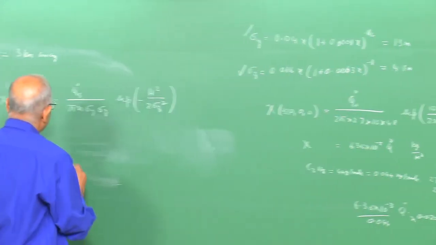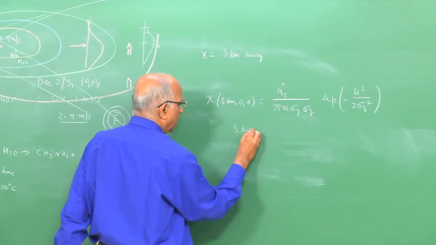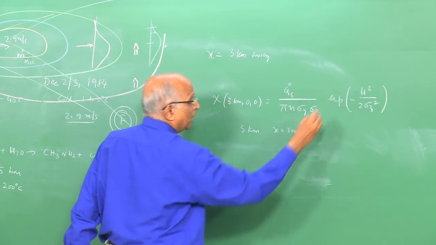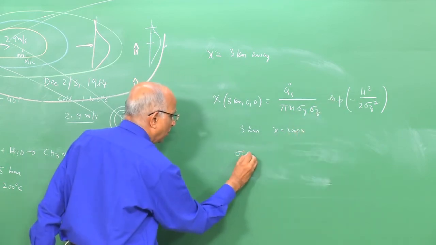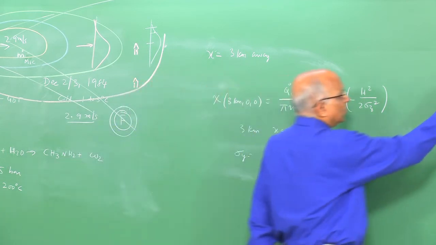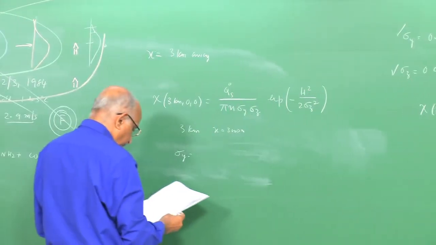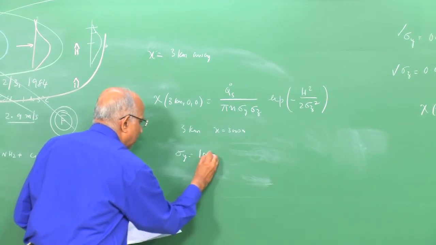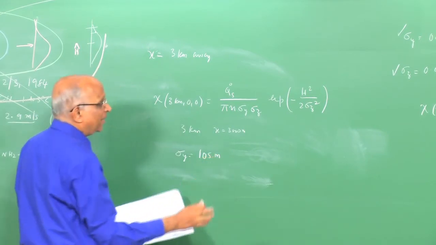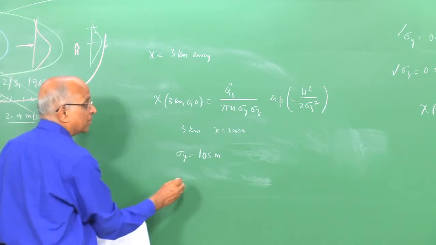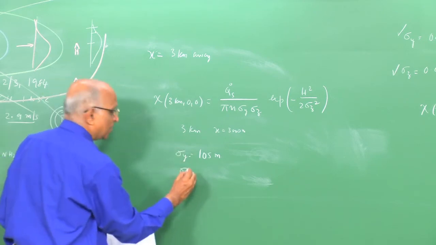Now, I am interested in 3 kilometers away. Therefore, my x is equal to 3000 meters. Substituting in the value of x as equal to 3000, I get sigma y as equal to 105 meters. So, you find it has dispersed much more, that the standard deviation is much higher, because the dispersion is much higher.